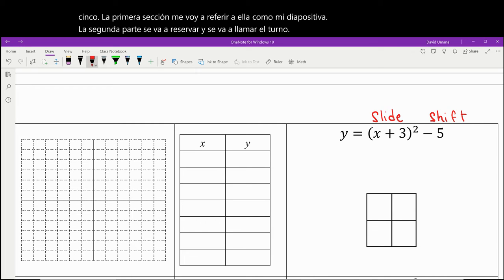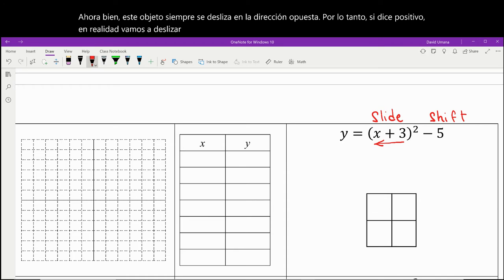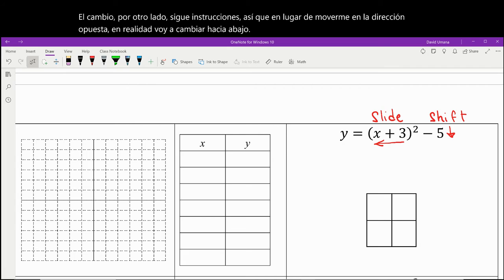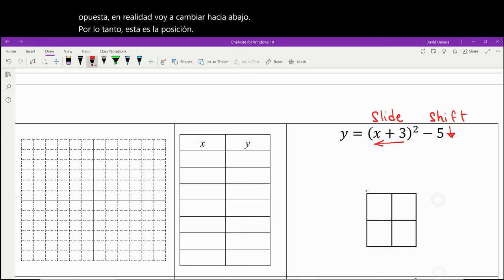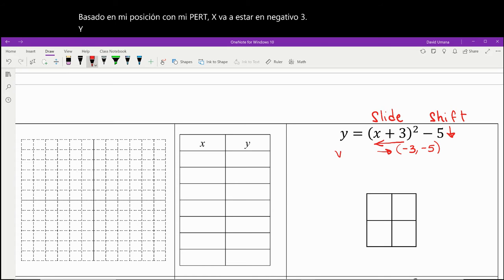Now, this object always slides in the opposite direction. Therefore, if it says positive, we are actually going to slide the object over to the left. The shift, on the other hand, follows instructions. So instead of moving the opposite direction, I'm actually going to shift down. Therefore, this is the position. Based on this, my position of my vertex is going to be at -3, -5. And this is going to represent what I have in the past referred to as the vertex.